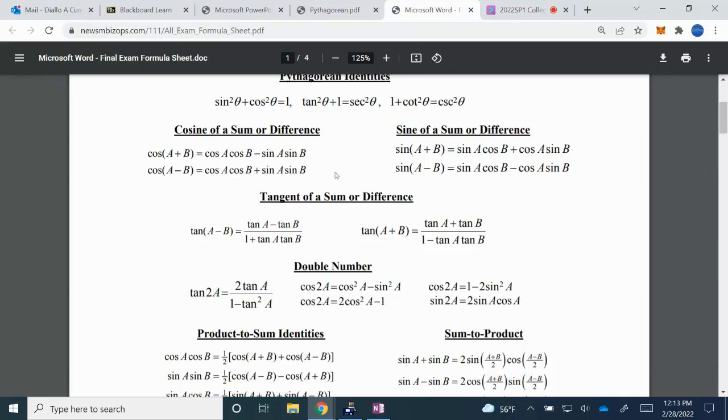If we take a look at the sine formulas, this first formula is known as the sum of sine. The second formula is the difference of sine. And then we have the difference and the sum of the tangent. Now keep in mind that these formulas are used to find the exact values of the trig functions. All right, so here's what I mean by that.